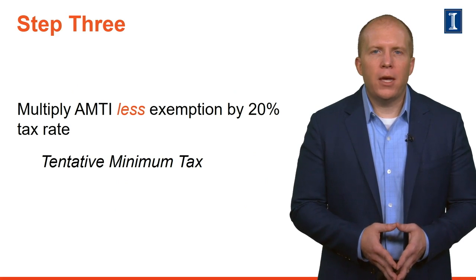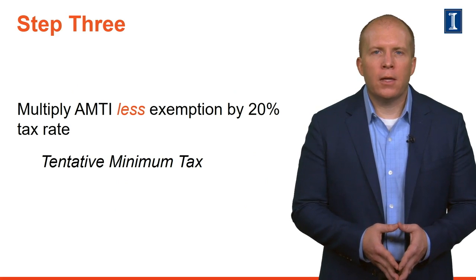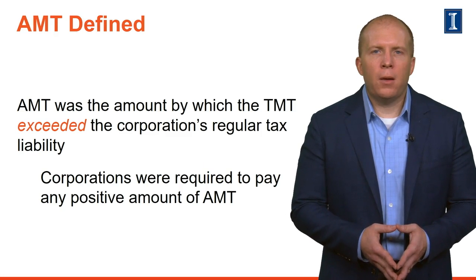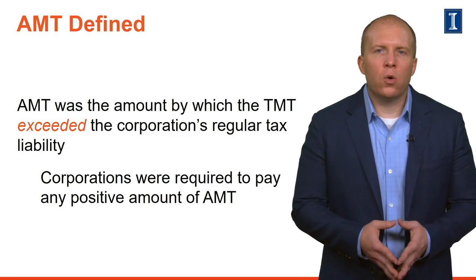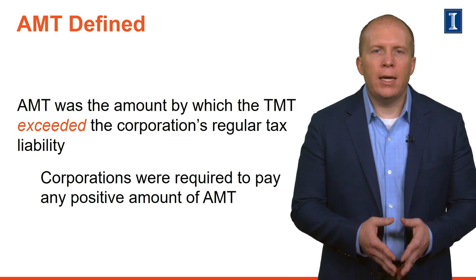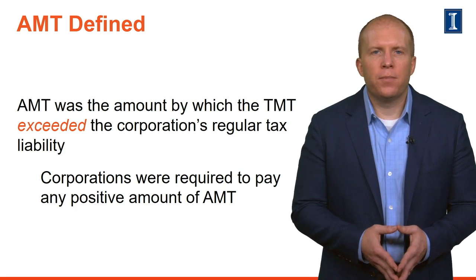Finally, the AMT base, which was AMTI after applying the allowed exemption, was multiplied by the corporate AMT tax rate of 20%. The result was referred to as the tentative minimum tax, or TMT. AMT was thus the amount by which the TMT exceeded the corporation's regular tax liability. A corporation was required to pay any amount of positive AMT.